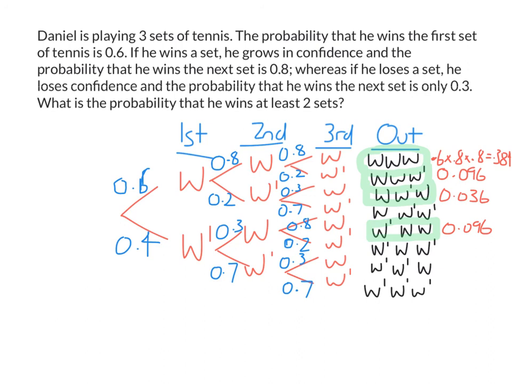or without replacement questions. So to find the probability that he wins at least 2, we just need to add up these probabilities because we're saying what's the probability this or this or this or this happens. So all we need to do is add up these 4 numbers. So adding all these up in the calculator gives us total answer of 0.612. That's the probability he wins at least 2 sets.